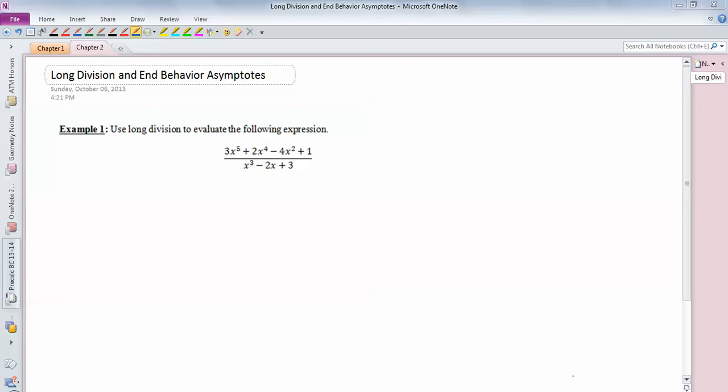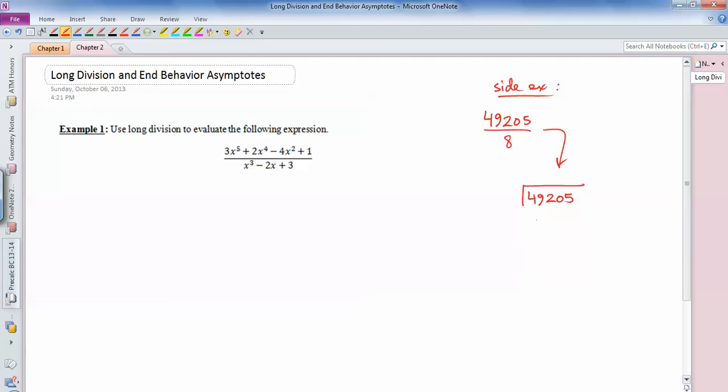So the first thing I want to do, instead of this polynomial problem that's sitting right in front of us, I want to do this problem, which is like 4th grade. So it's 49,205 divided by 8, but I want to do it using long division. So this is my side example. So using long division, remember we put the numerator on the inside of that division symbol.